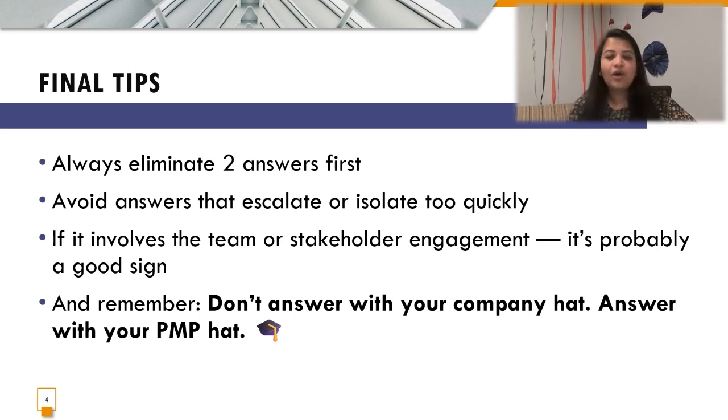Tip 2 says avoid answers that escalate or isolate too quickly. That's what I just mentioned, that you should never take an action without analyzing the things that had happened before, or analyzing the response or the thing that has occurred and how it would impact other situations. So never do that. And tip number 3 is if it involves the team or stakeholder engagement, it's probably a good sign, and it is the answer that you should go ahead with selecting for that particular question, as that would be the ideal answer given by a PMI project manager.